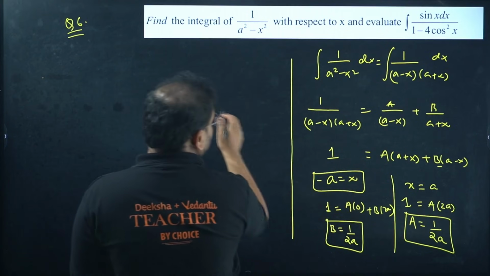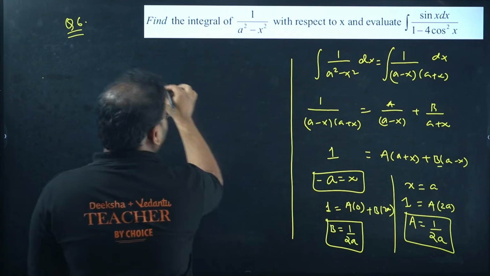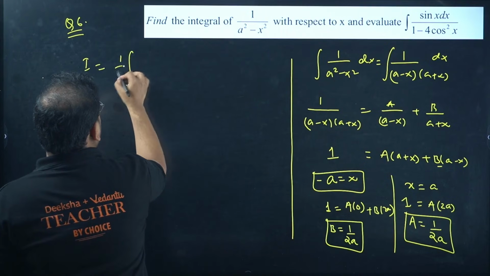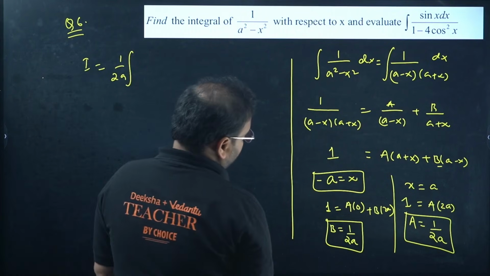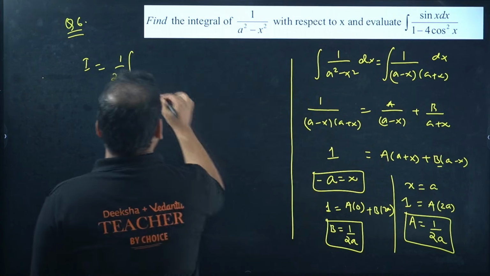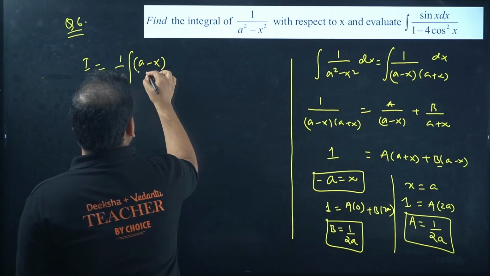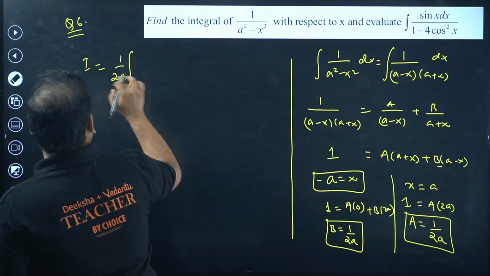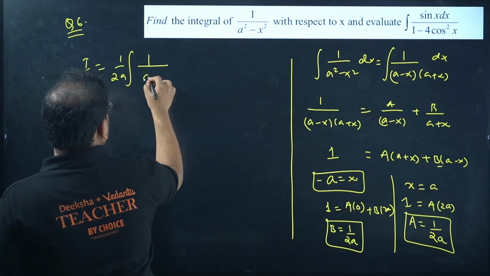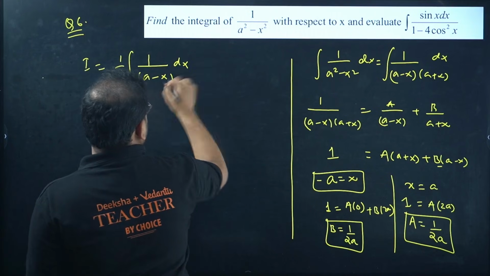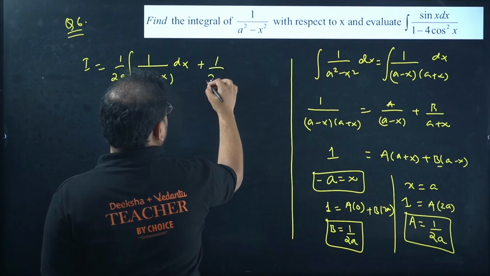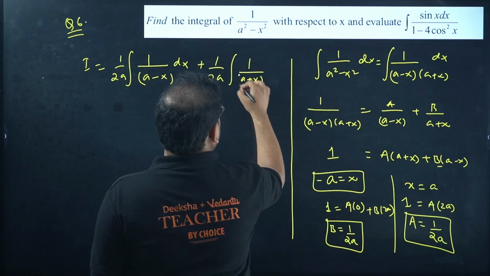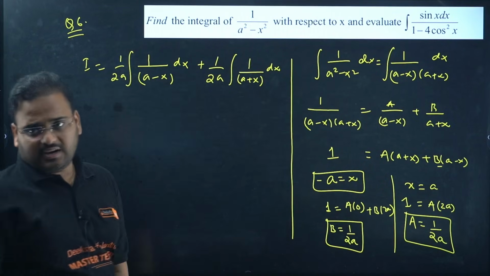And let's use it over here. You get this integration in the form of I will become 1 by 2a, 1 by a minus x dx, and plus the b value is also the same thing: 1 by 2a, 1 by a plus x, and we have dx. Correct, right? So far so good.